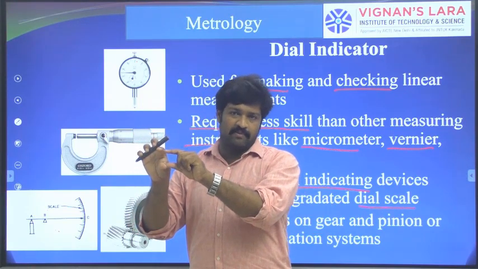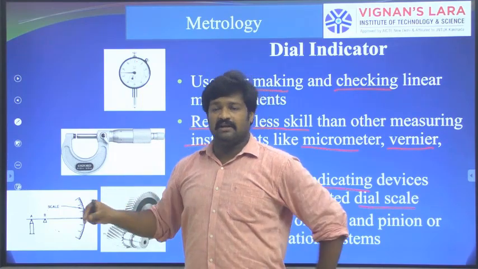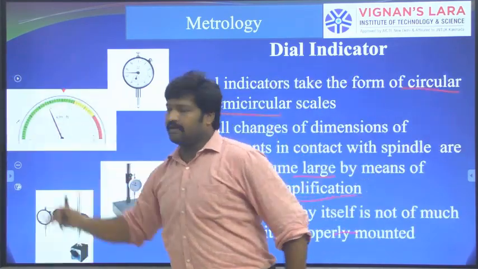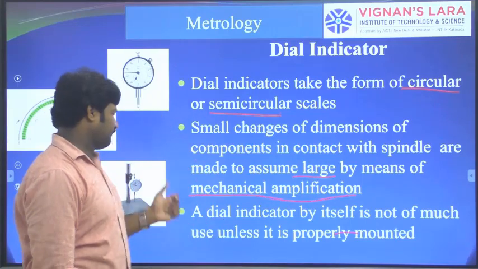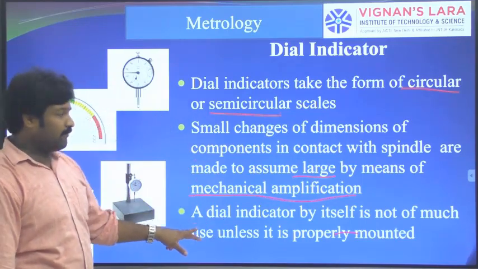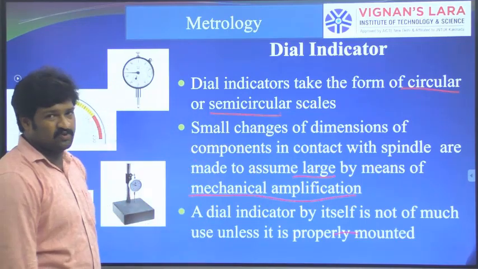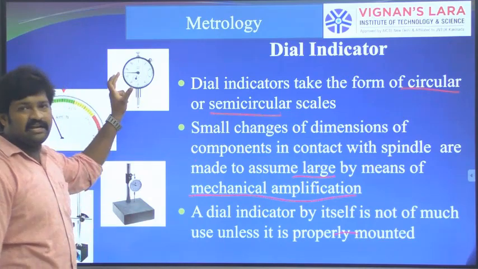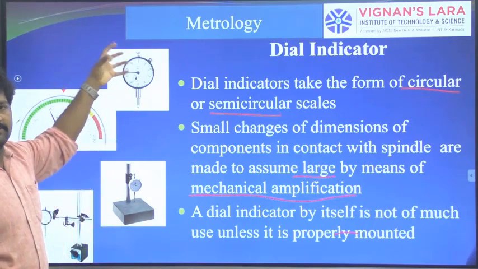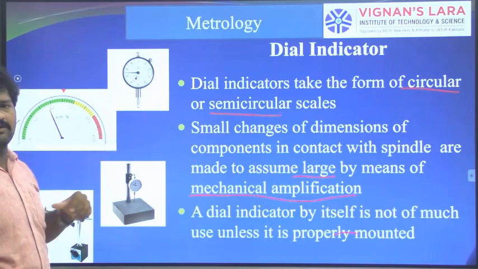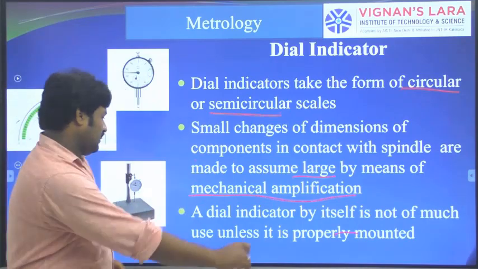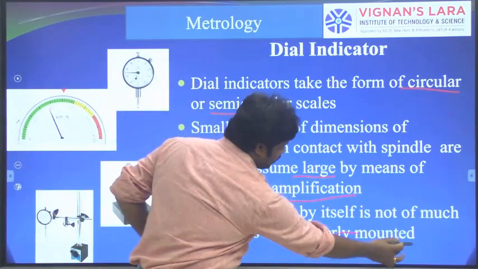It also gives the 1 mm reading, but in 1 centimeter of division. So simply we are magnifying the readings. A dial indicator by itself is not of much use. So simply with a dial indicator we cannot do anything. If it is only a dial indicator, it's not a good use, unless it is properly mounted.